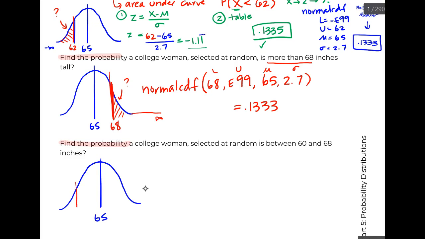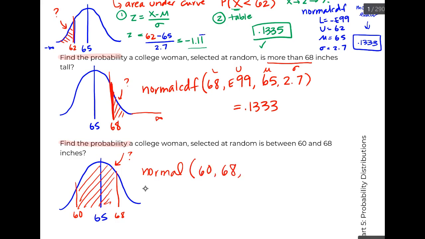inches. So 60 is well below our 65, and 68 is above. So we're looking for this. And this is where normal CDF really shines because we don't have to worry about the E99 and which direction it is. The lower is 60, the upper is 68, our mean is 65, and our standard deviation is 2.7.